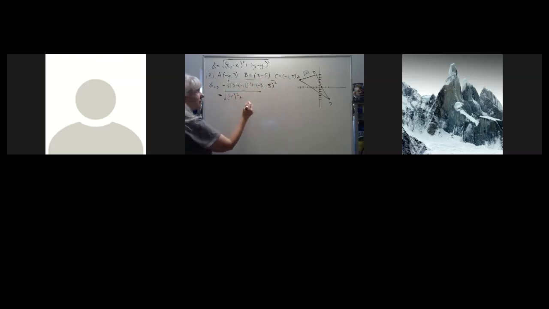The next line, I have a -5 minus 5. That's a -10. So 4 squared gives me 16. 10 squared gives me 100. That's going to be the square root of 116.